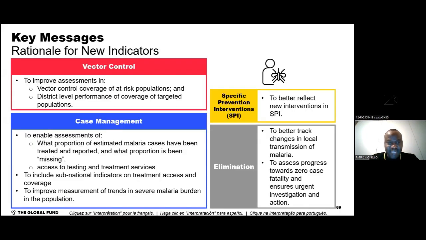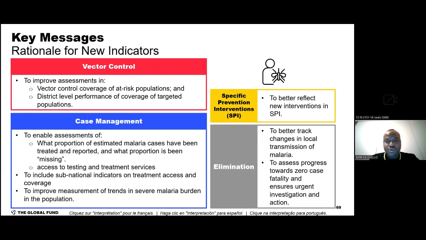Let me end with this slide and just say for the indicators, what's really new is a strong emphasis on the subnational level. So we hope that as you look at vector control and case management, you're looking at the subnational levels so that we're able to measure what changes are happening at those levels.